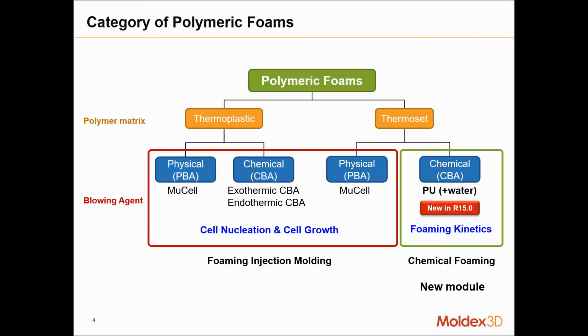Foaming as such can be divided into multiple different types. You have thermoplastic materials, or your resin matrix, and thermoset materials, and depending on the kind of blowing agent or the process you have, there are multiple different categories of foaming. For example, you could have a thermoplastic material combined with a chemical blowing agent to cause chemical foaming. Or you could have a physical foaming process, like MuCell. When you have thermosetting materials, you can have a material like polyurethane, where foaming occurs upon mixing the different components.